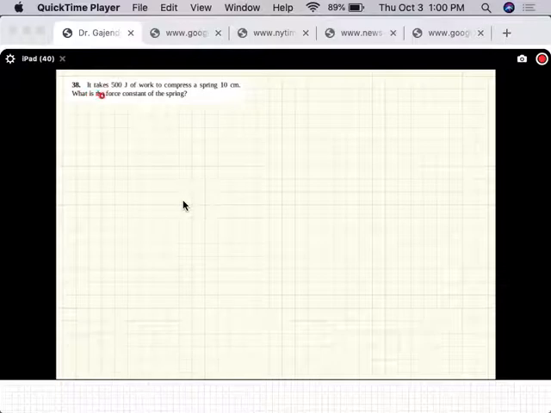Okay, this problem says it takes 500 joules of work to compress a spring 10 centimeters. What is the force constant of the spring?